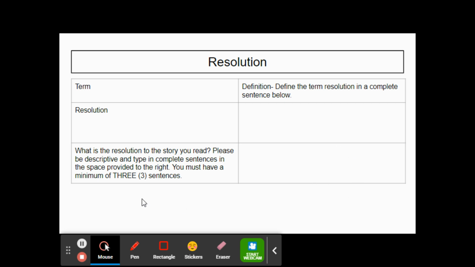You must have a minimum of how many sentences? 3. Highlight that, because you have to tell me how the story ends. You thoroughly have to tell me how the story ends. This is the definition. This is the answer.